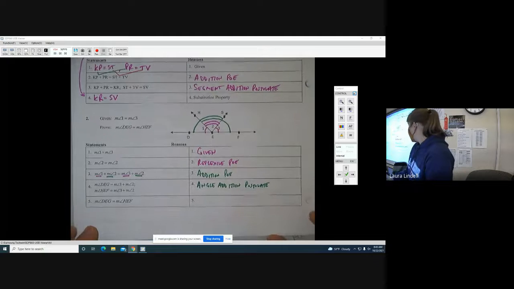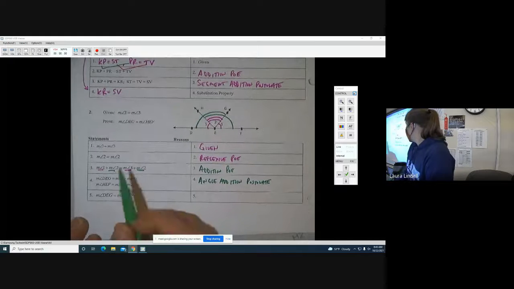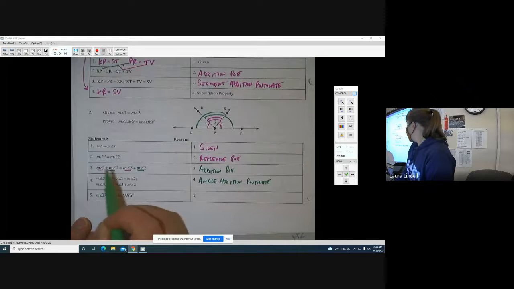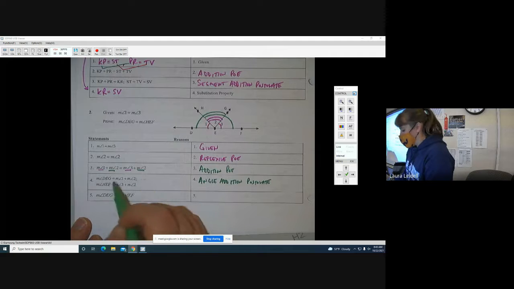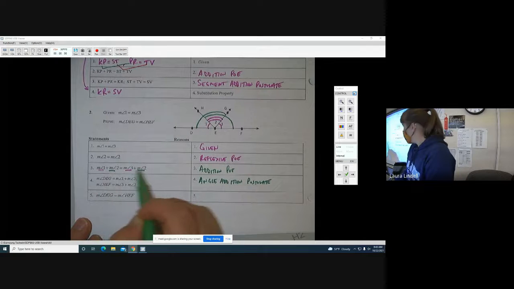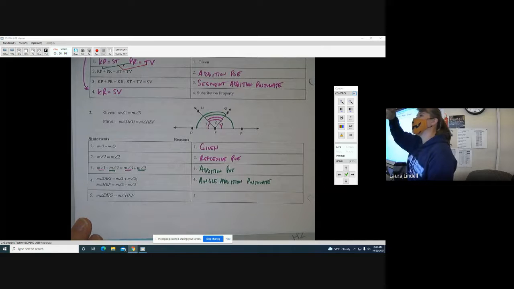All right, and then we got to bring this home. We've got angle 1 and angle 2 right here, and we have angle 3 and angle 2 right here. And we're told that angle 1 plus angle 2 is equal to DEG. Well, that's the same as this part right here. What if I stuck this in place of angle 1 and angle 2? And what if I stuck HEF in place of angle 3 and angle 2? We get this. What is that? It is substitution.